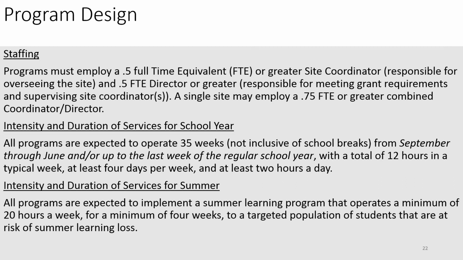So this is the program design part of the application, which lets you know about the staffing model that we want to see that is required. Programs and program applications must employ at least a half-time or greater site coordinator per site responsible for overseeing a certain site, and at least a half-time director responsible for meeting grant requirements and supervising site coordinators. A single site may employ a 0.75 or greater combined site coordinator and director.